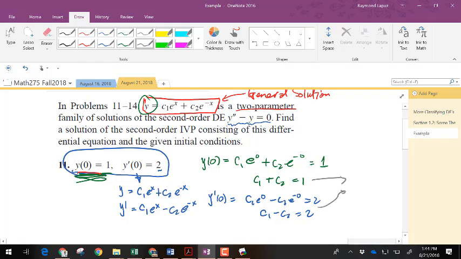We have 2 equations and 2 unknowns. We should be able to solve for this, right? So you got C1 plus C2 equals 1, C1 minus C2 equals 2. Anybody do this quickly? This is like 2C1 is equal to 3 if I add them. C1 is equal to 3 halves, and C2 is equal to negative a half.